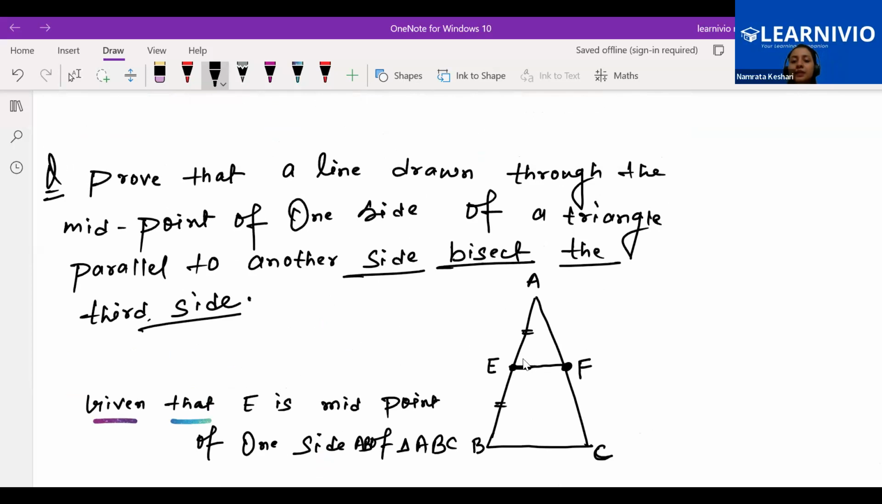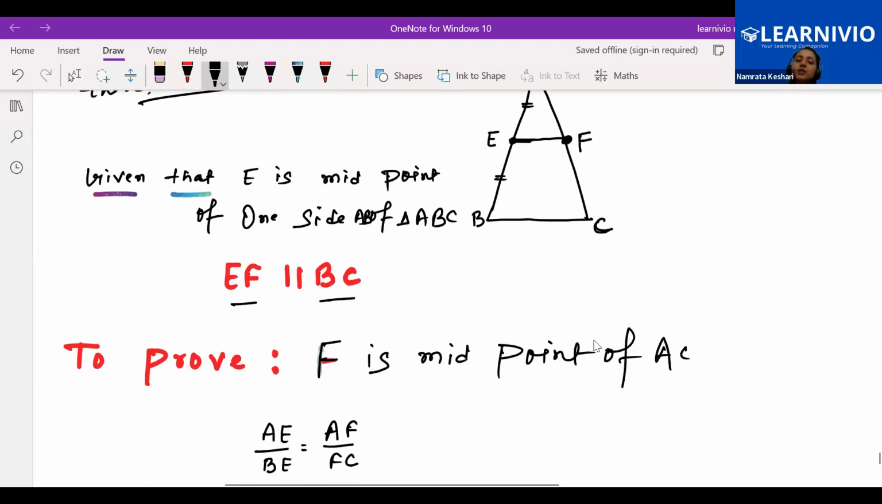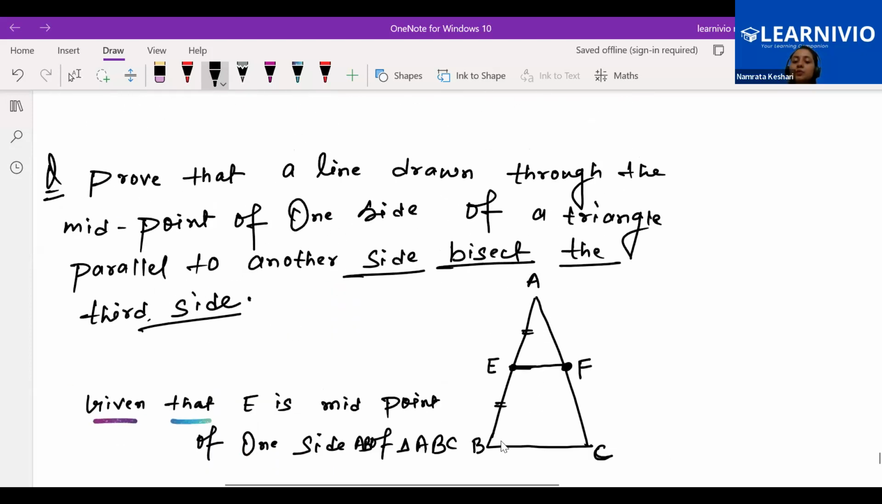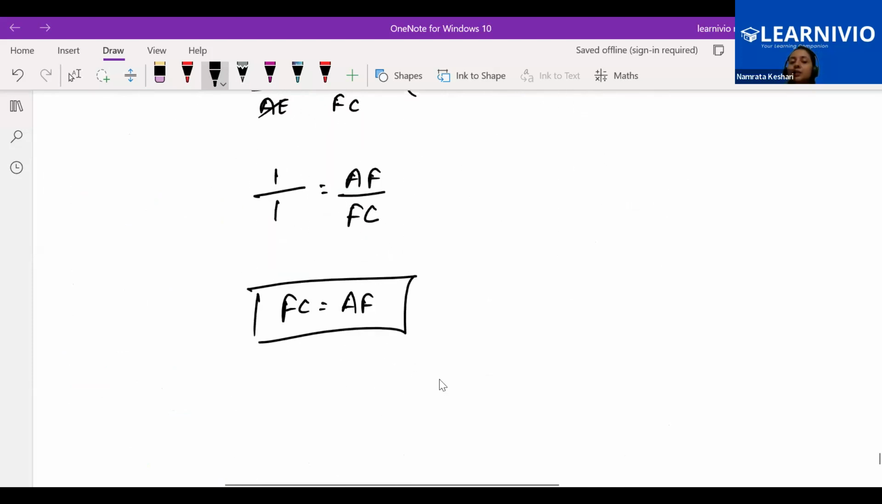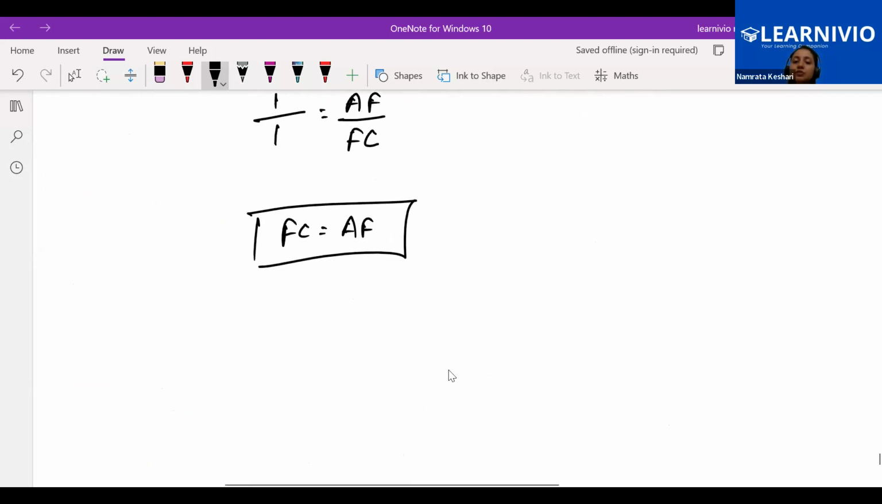Yes, ma'am. So we can say that in triangle ABC, EF is parallel to BC. So by basic proportionality theorem, the sides are getting divided in equal ratio. AE by EB and AF by FC, this ratio will be the same. And we know that E is the midpoint, so AE and BE both are equal, and then we can prove AF and FC are the same. Anyone having any confusion so far? If not, then I'll be moving to the next question.